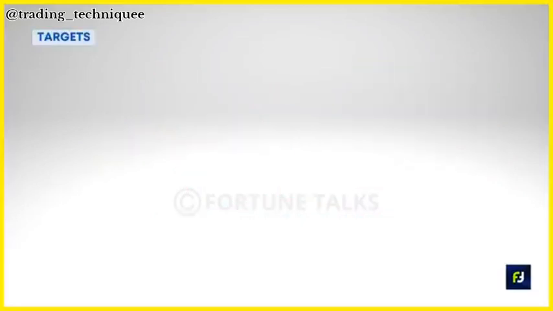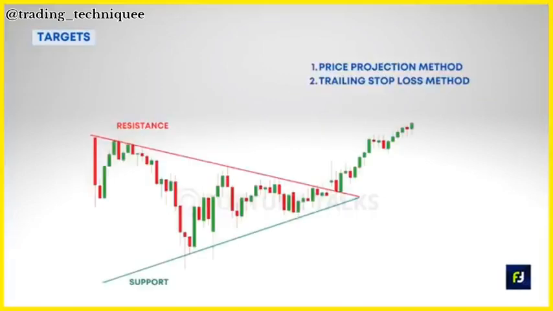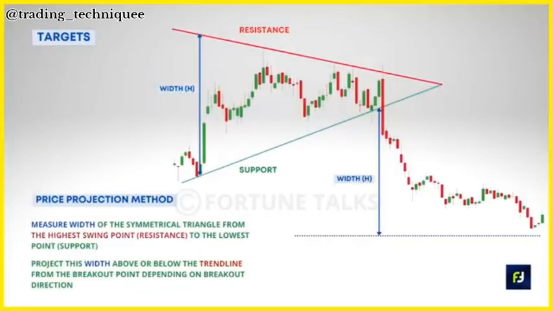Now, where to exit your winning trades for maximum profits? You may already be familiar that there are two techniques that you can consider, the trailing stop loss method and the price projection method. Now, how to exit your trade at the price projection level? Price projection techniques help to project where the price momentum will exhaust itself. So here's how it works for a symmetrical triangle pattern.